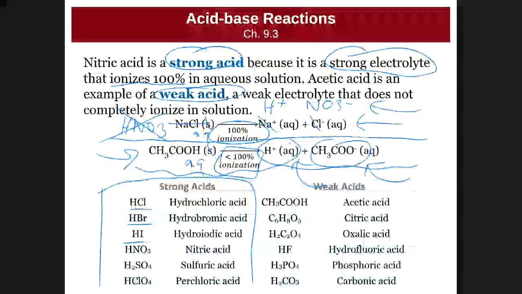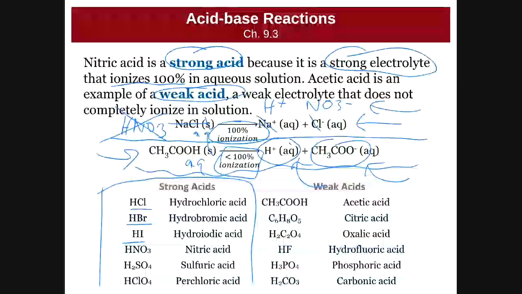So chlorine, bromine, and iodine mixed with hydrogen. So hydrochloric acid, hydrobromic acid, and hydroiodic acid are strong acids. And then we also include nitric acid, sulfuric acid, and perchloric acid. So those are the only 6 you would need to remember that completely dissociate in aqueous solution.